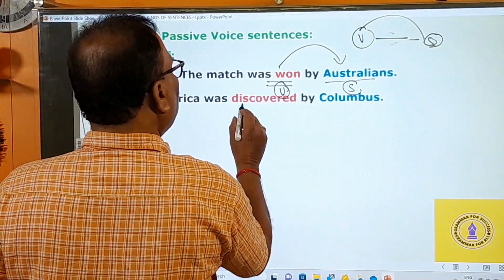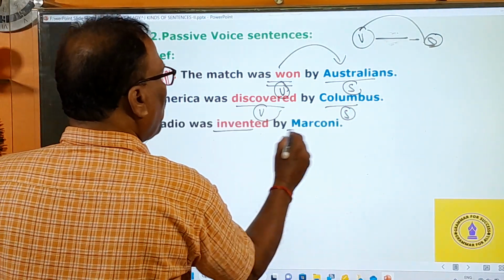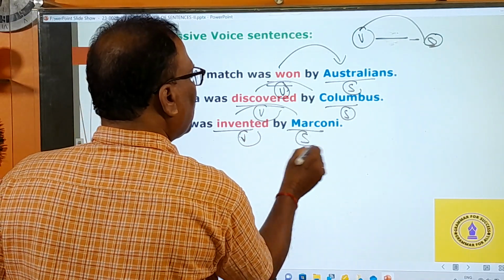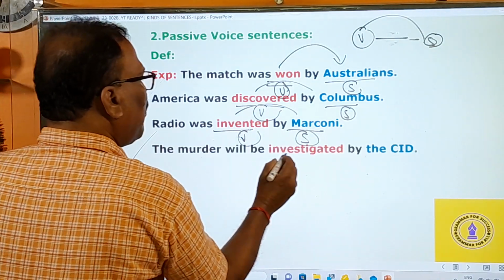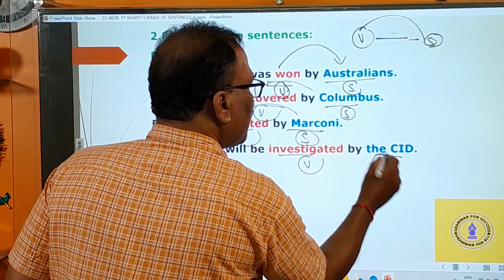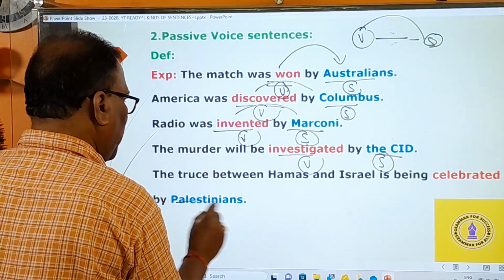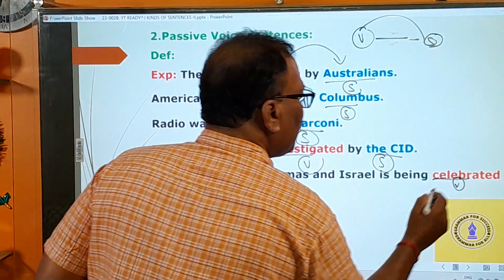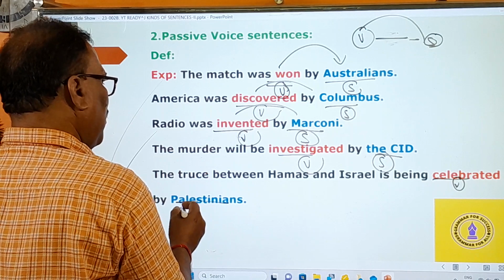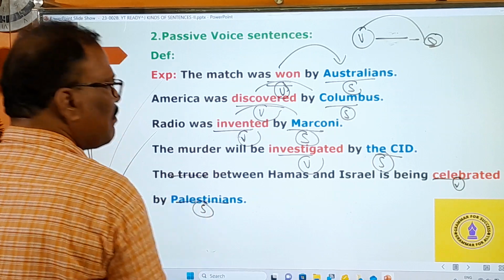America was discovered by Columbus. Of course, this is a verb and this is the subject. Radio was invented by Marconi. Okay, this is the verb, this is the subject. The murder will be investigated by the CID: verb, and this is the subject. The truce between Hamas and Israel is being celebrated by Palestinians. Celebrated is the verb. And who are celebrating this truce, pact? Palestinians. So this is the subject.